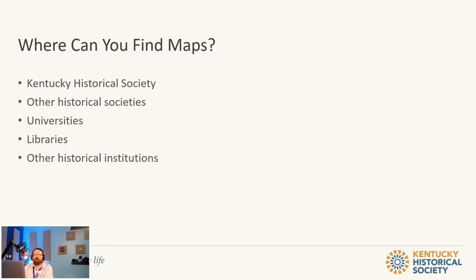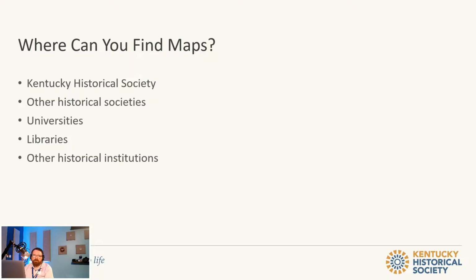Okay, so in general, where can you find maps? Like I previously mentioned, here at the Kentucky Historical Society, we've got several maps. We've got copies that are in folders in some drawers in our library collection. And then we've also got older original maps that we keep in our archives that people can come in and request to look at. There are other historical societies as well.